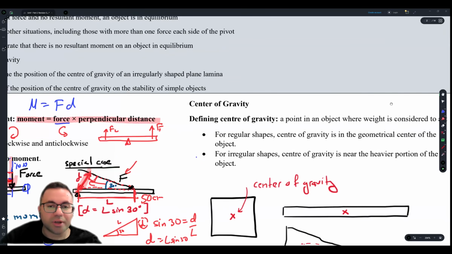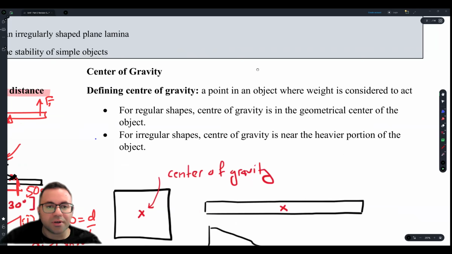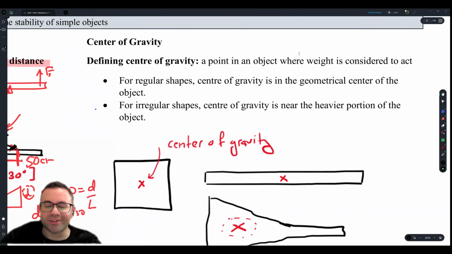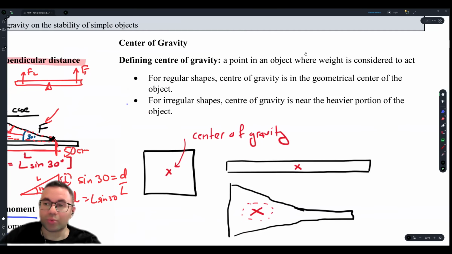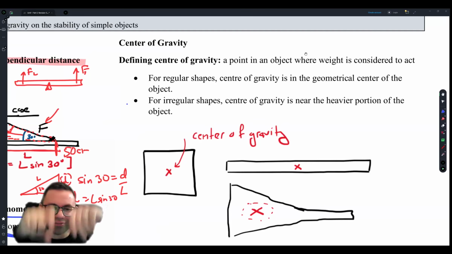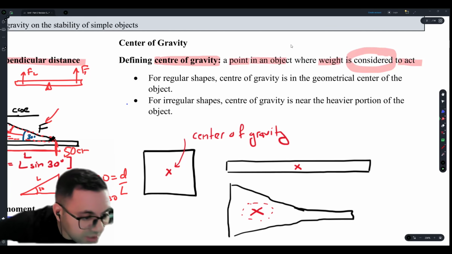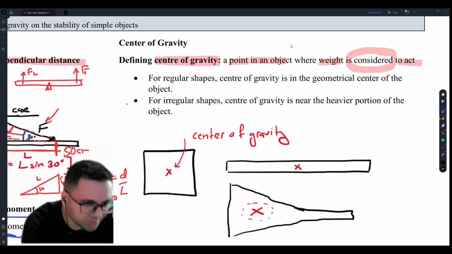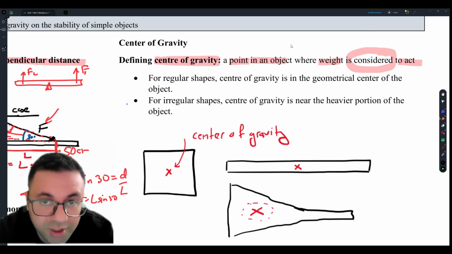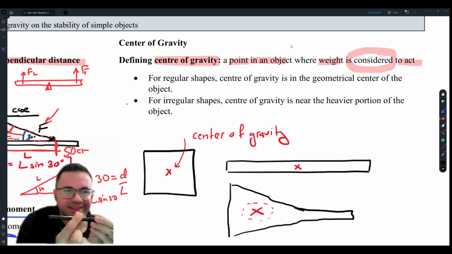Next up, when it comes to moments, we have to keep weight into consideration because the force of gravity or weight is a force that could cause a moment, especially if the pivot is not in the center of the object. But where does weight act? We always assume that weight acts at the center of gravity or center of mass, which is a point in an object where weight is considered to act. Because realistically, gravity acts at every single point on an object, not just the center. But we simplify things and say gravity acts at the center.